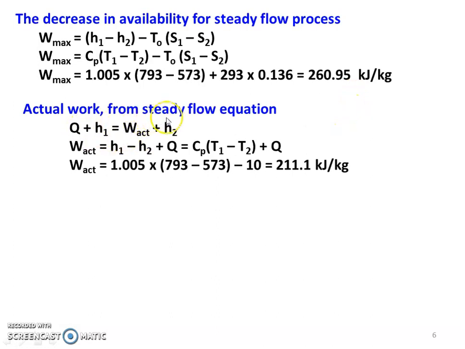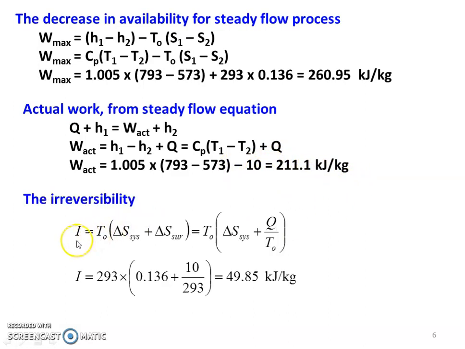The actual work, from the steady flow energy equation, Q plus H1 equals W actual plus H2. So, actual work equals H1 minus H2 plus Q, which is Cp into T1 minus T2 plus Q. So, 1.005 into 793 minus 573 minus 10, since heat is rejected to the surroundings. So, actual work equals 211.1 kilojoules per kilogram.